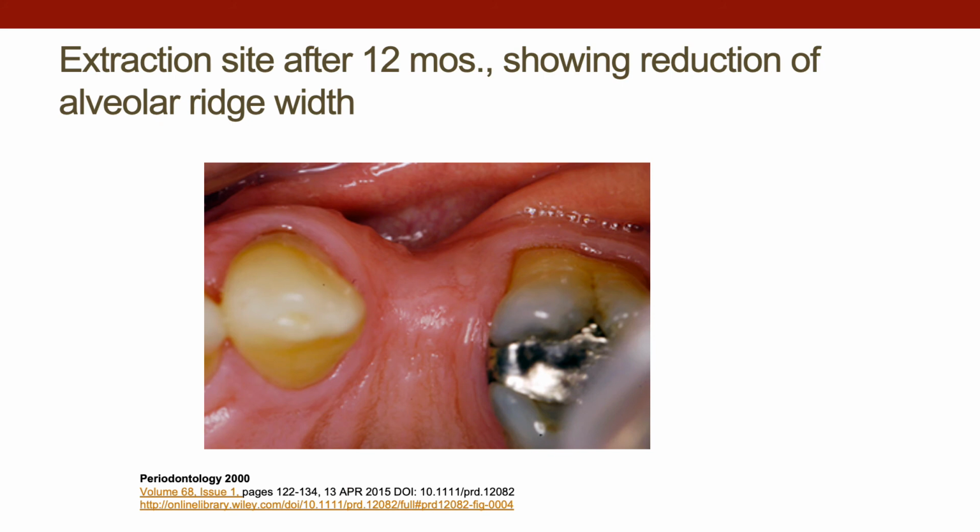One possible problem with extraction healing is that the ridge of bone may not heal to the full width that was there when the tooth was present. And here you can see an example of that with the reduction of the alveolar ridge width after 12 months following extraction.